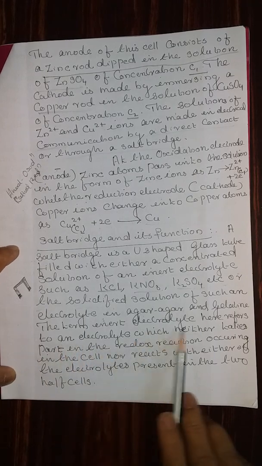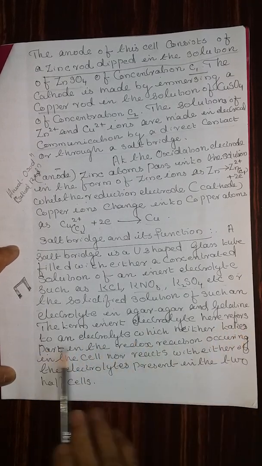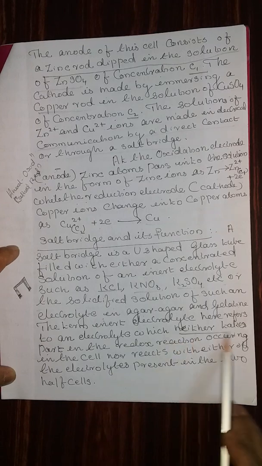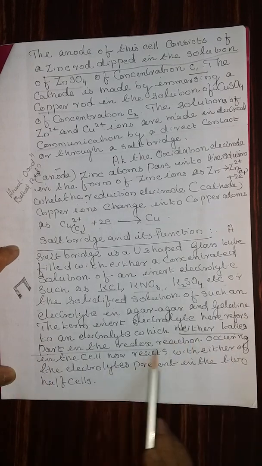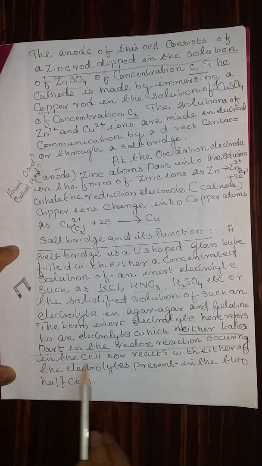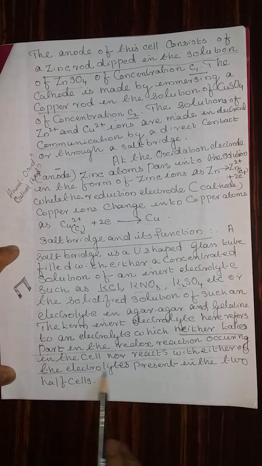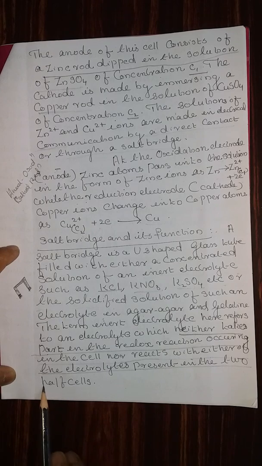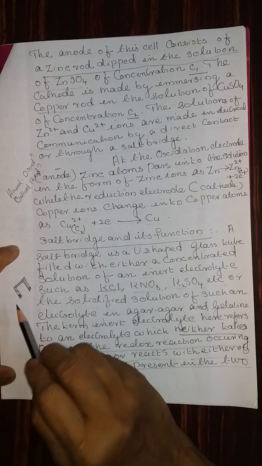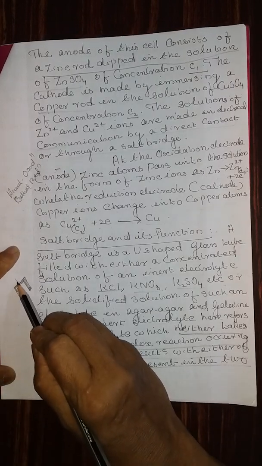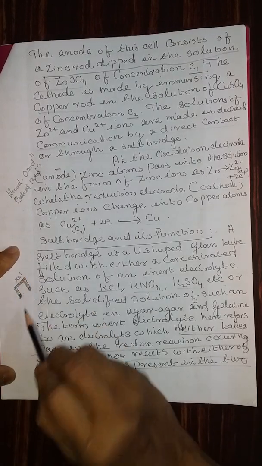The term inert electrolyte here refers to an electrolyte which neither takes part in the redox reaction occurring in the cell nor reacts with either of the electrolytes present in the two half cells. This is very important. What is meant by inert electrolyte? Inert electrolyte means the electrolyte which is given in the salt bridge.